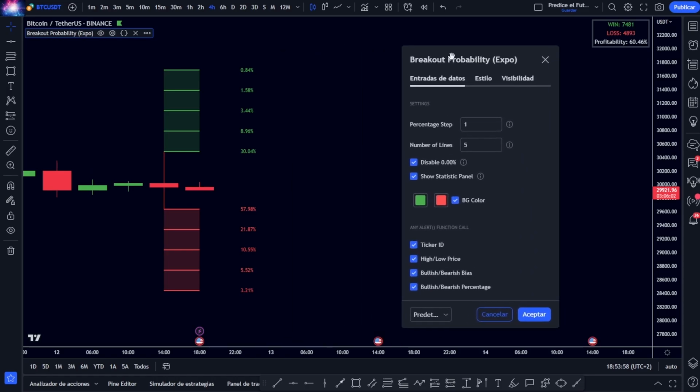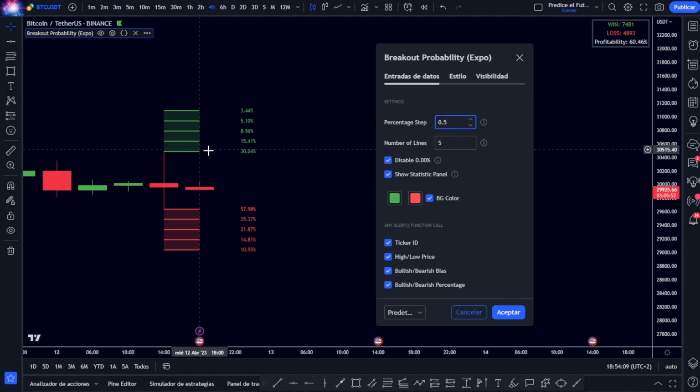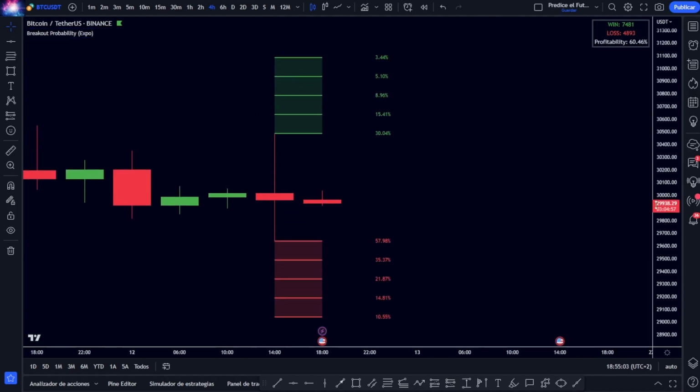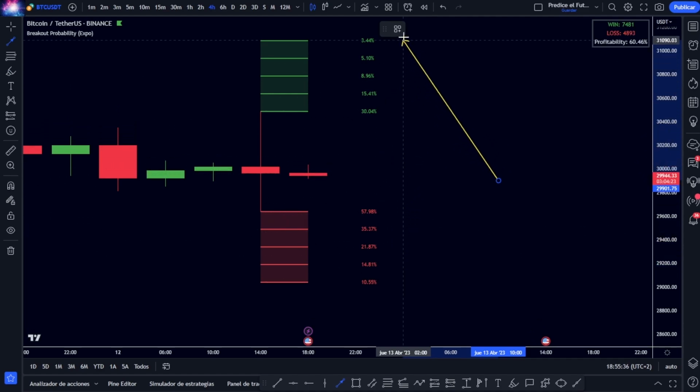Personally, in the configuration I'm going to lower the step percentage to 0.5, so that it will give us several closer zones with new percentages that can help us to have more information. We could even decrease the number of lines, but in my opinion the more information we have the better, because just looking at it from above, if we compare the whole area of percentages that is below the current price, we see that it is much higher than the percentages for the upper zone. So we would already have much more clear that by probability the price should go down. And not only for the first zone that has almost 60% against 30, but also for the second and third zone, which far exceed their expectations at the top.